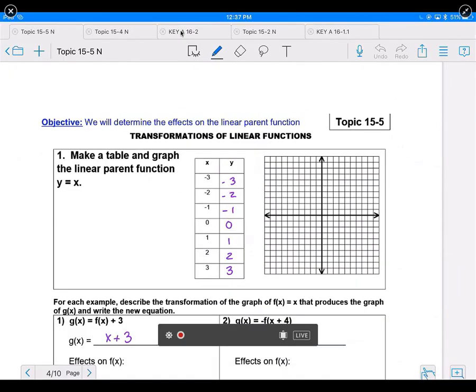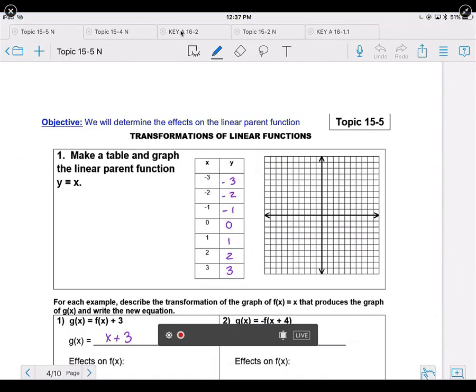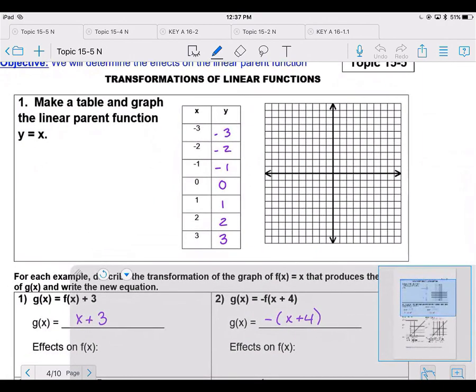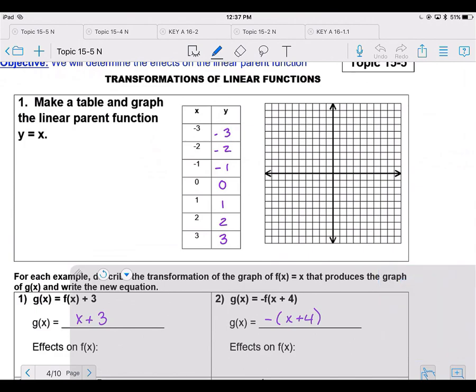This video covers topic 15.5 over transformations of linear functions. For the top part of our notes, we're asked to make a table and graph the linear parent function y equals x. The table is given for us, so we just need to plot these points.